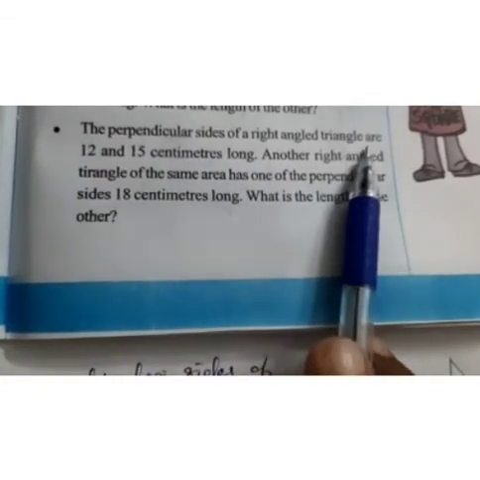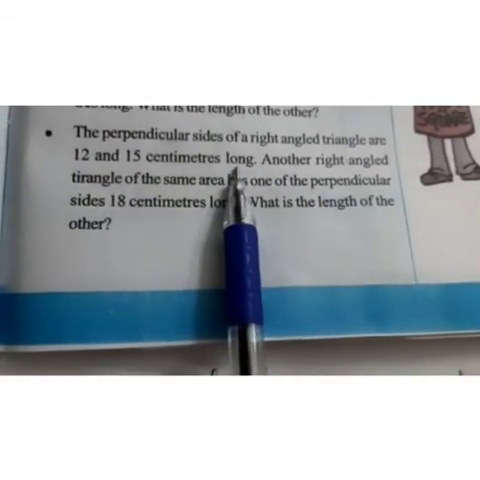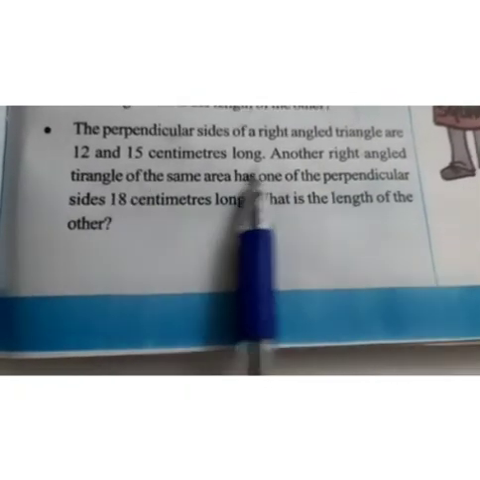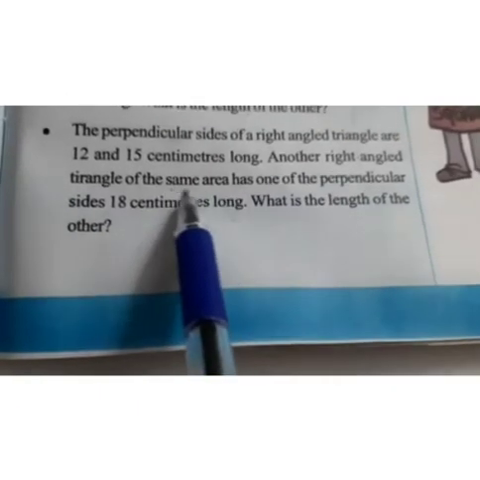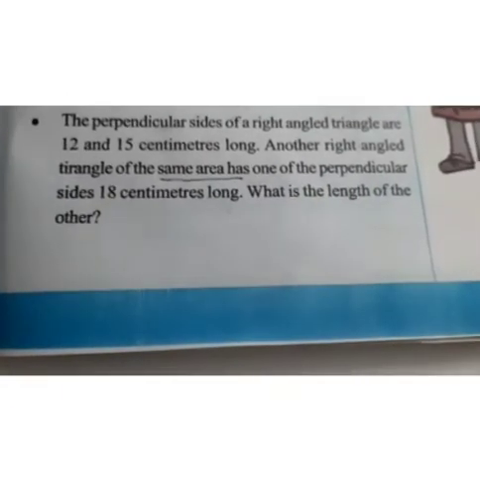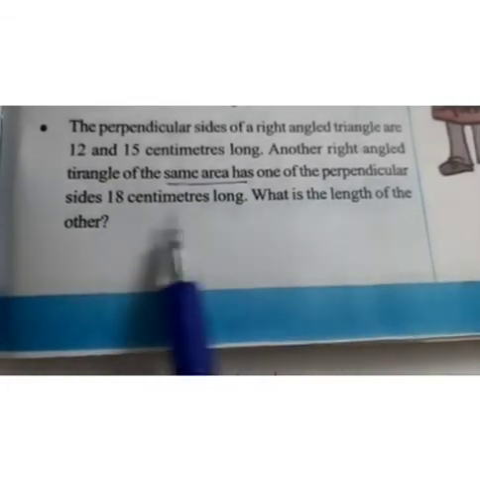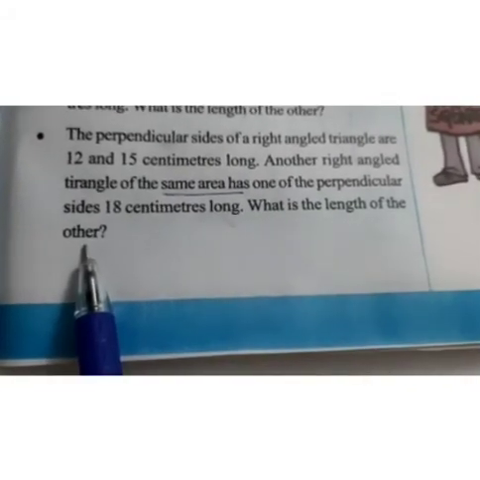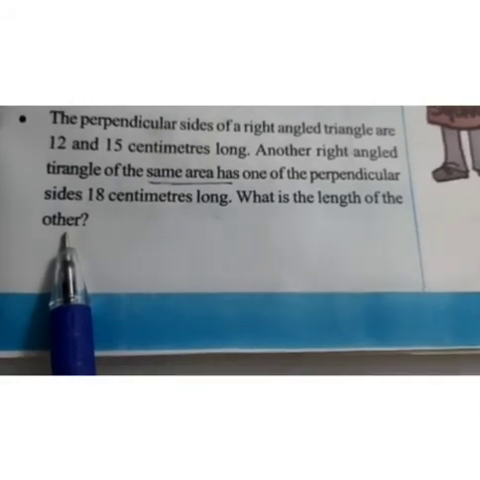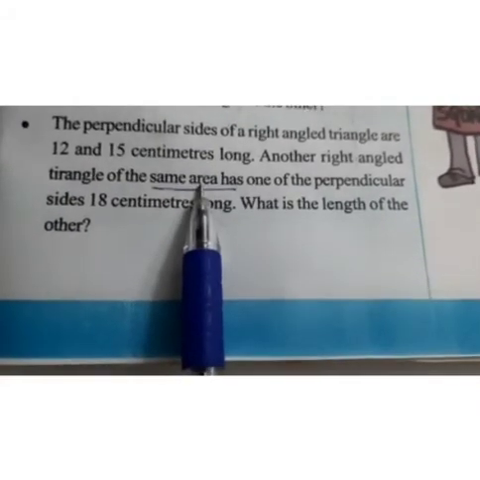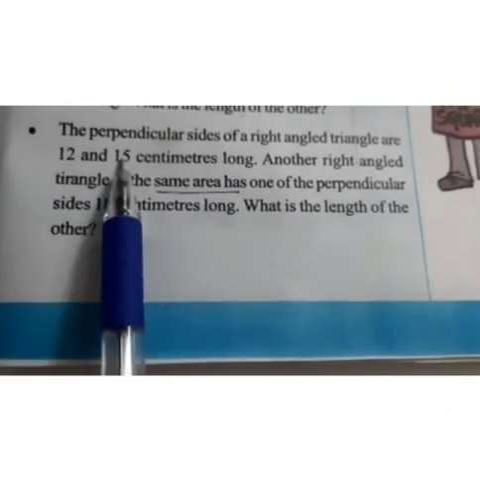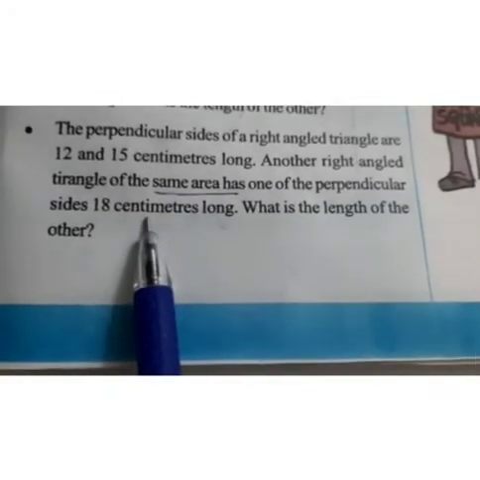Perpendicular sides of a right angle triangle are 12 and 15 centimeters long. Another right angle triangle of the same area has one of the perpendicular sides 18. What is the length of the other? Here two right angle triangles are given. The similarity is that both have the same area. In the first triangle, the perpendicular sides are 12 and 15, and in the second triangle, one side is given, the other side we have to find out.